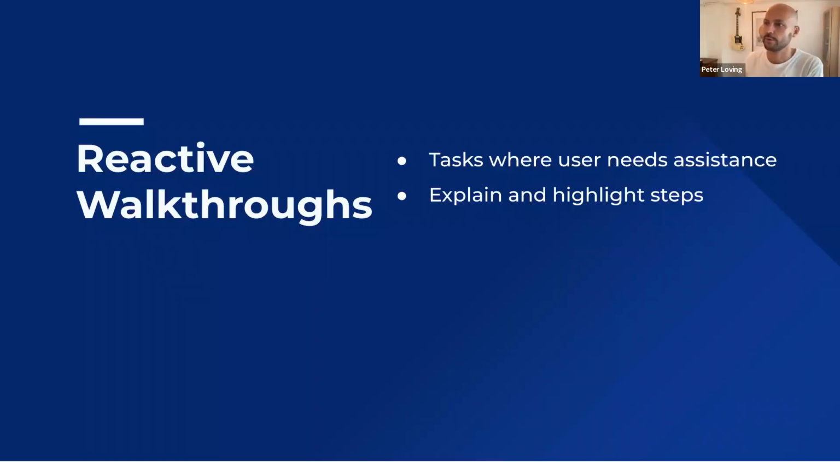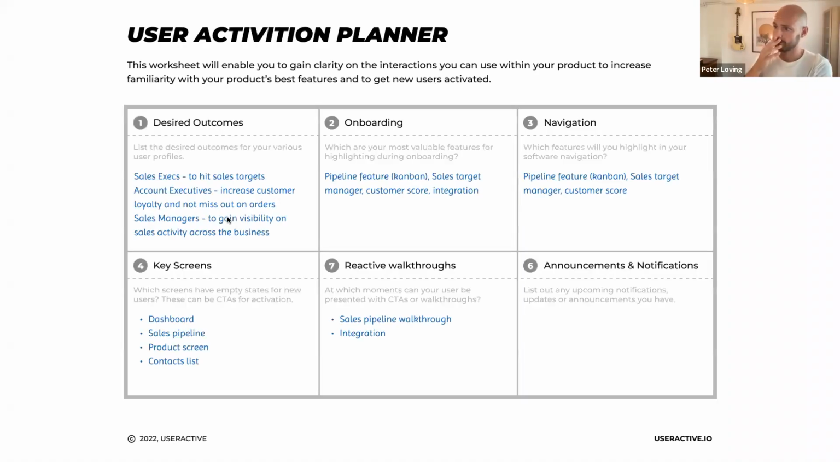Right, so we're getting through things. The penultimate step here is considering reactive walkthroughs. So your user is exploring your product. You don't have a lot of control over where they're going to click and what they're going to do. But there might be times where you want to interrupt their journey because the first time they click on something, you know that they're not going to understand it or they're going to struggle with it. So reactive walkthroughs can be for tasks where your user needs assistance doing something, and we want to explain and highlight the steps they need to take. So, taking them on a journey.